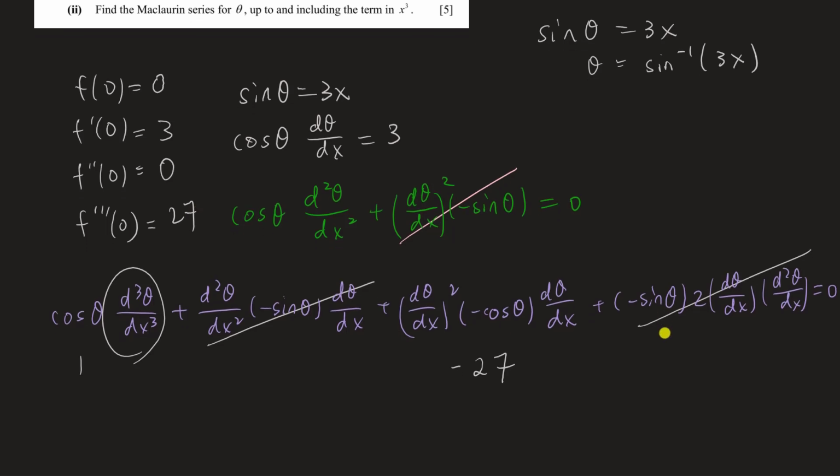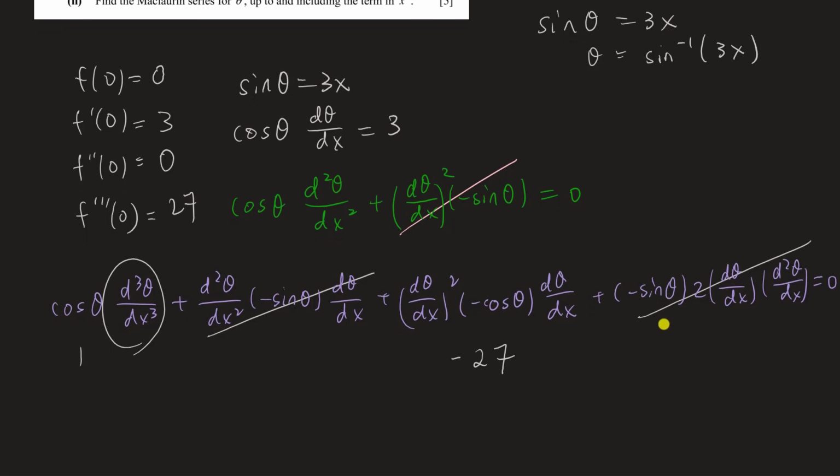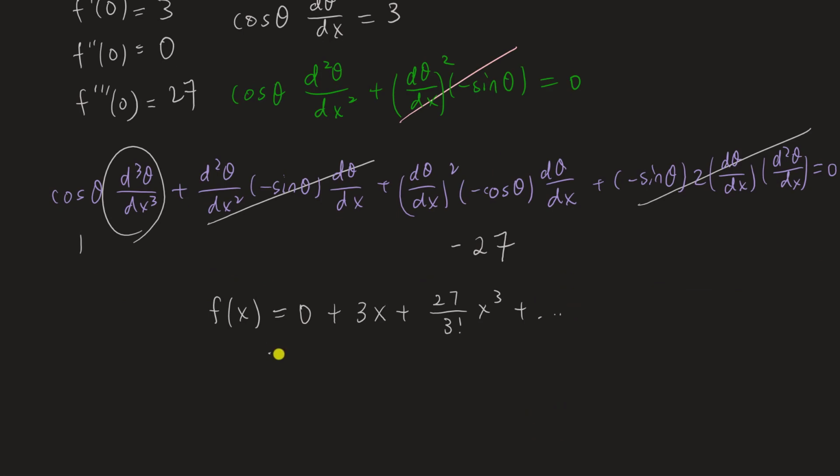Arrange this using the Maclaurin's expansion, should give us fx equals to 0 plus 3x plus, now 0 is gone, so that there's no x squared term. Next term would be 27 over 3 factorial x cubed, and so on. Simplifying this will give us 3x plus 9 over 2x cubed, and so on. That's it for this question.